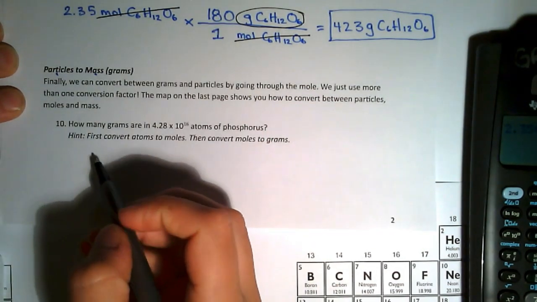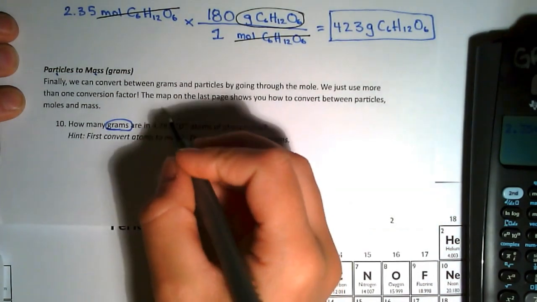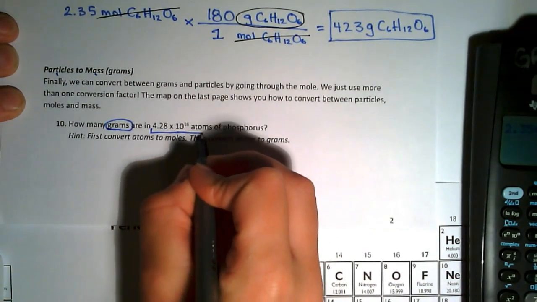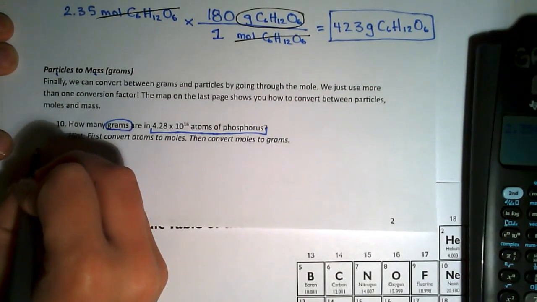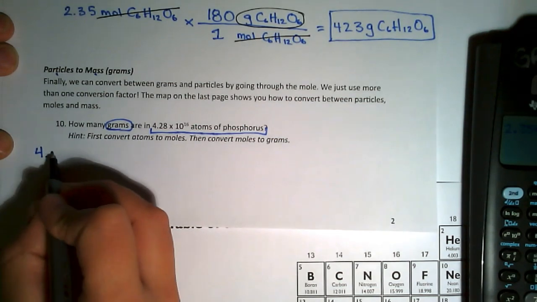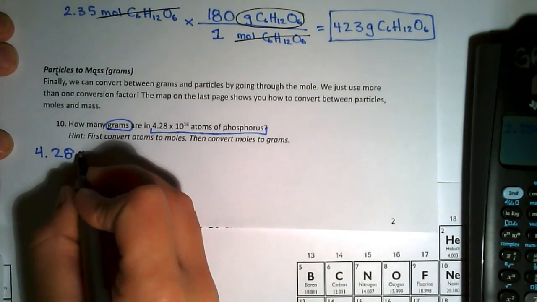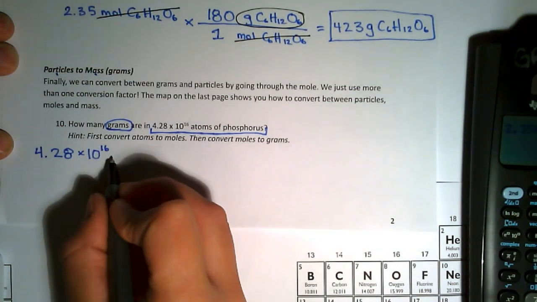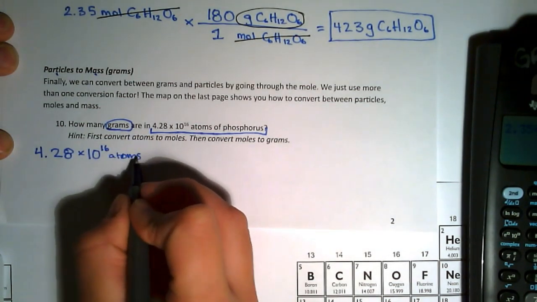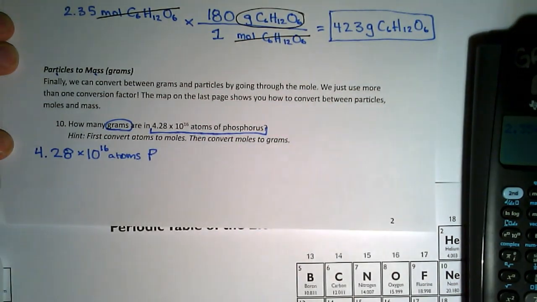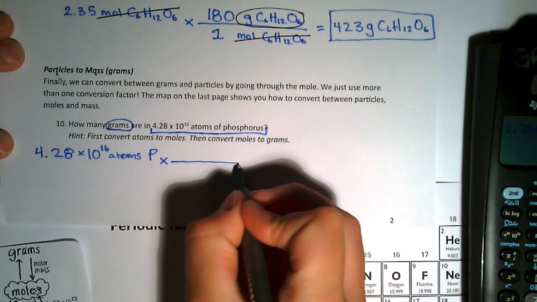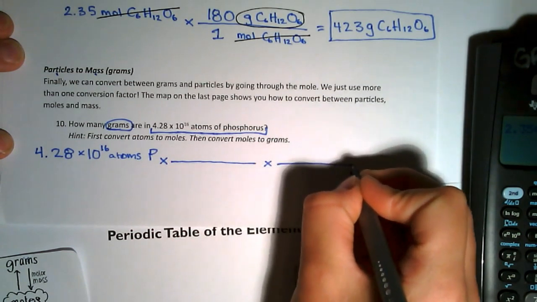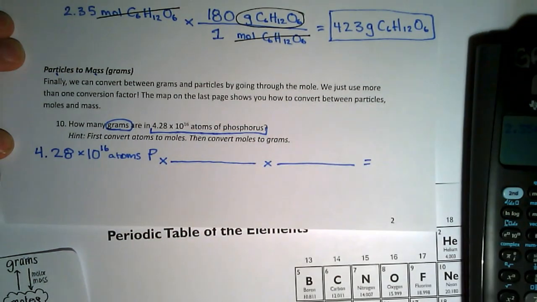So here this question says, how many grams are in 4.28 times 10 to the 16th atoms of phosphorus? When we write our given value, we're going to put 4.28 times 10 to the 16th atoms, there's no abbreviation for atoms, of phosphorus, P. And we know by counting on our chart that we're going to need 2 conversion factors. So I'm going to put multiply by 1 conversion factor, multiply by 2nd conversion factor, and then we'll put our equal sign way over here.